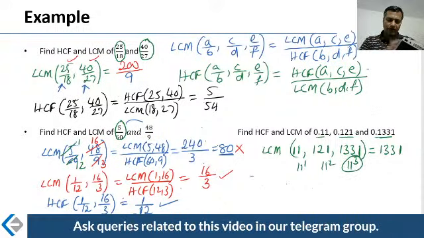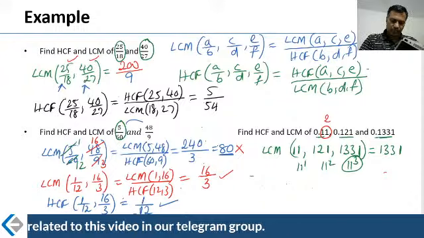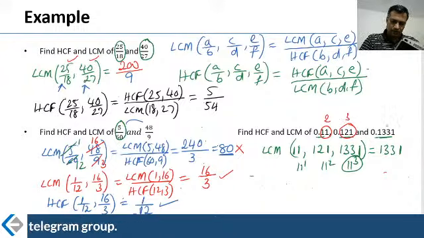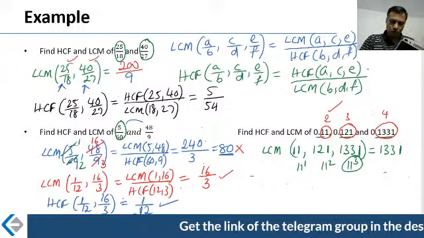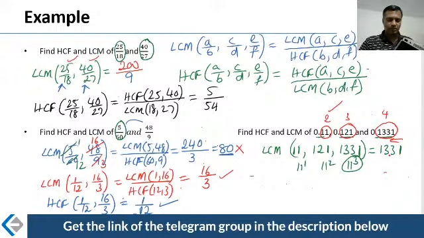So 1331, fine. Then what you do is look for the least of the decimal places. How many digits are there after the decimal place here? 2 digits. How many digits here? 3 digits. How many digits here? 4 digits. Take the least of them. What is the least of them? 2. Therefore count 2 places and put the decimal point: 13.31. That becomes the LCM. Good.